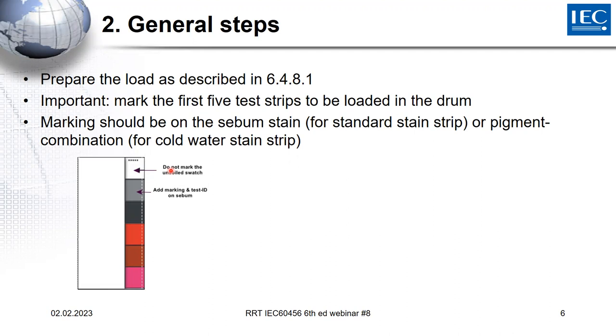Second, we measure up to 5 of those unsoiled swatches. And we always measure the first 5 that are put into the washing machine. That's why it's important, if you have a load that is larger than 5 kilograms, where you have more than 5 stain strips, please mark the first 5 that you load into the machine in some way. Make an X on the sebum so you know this is one of the first 5. That's important.